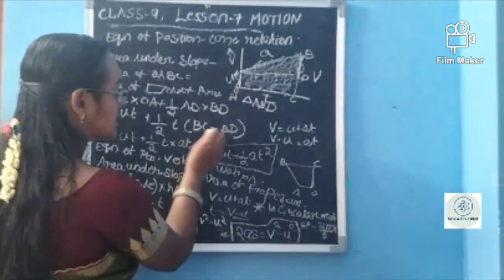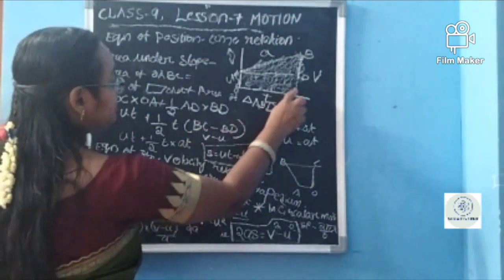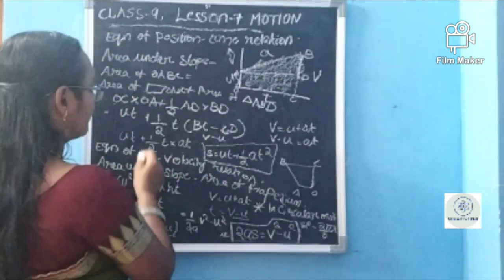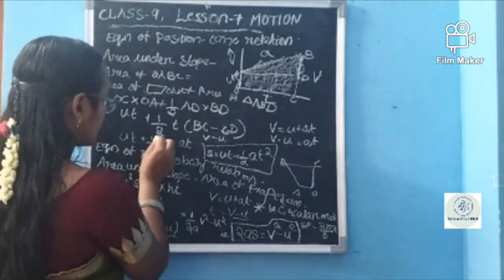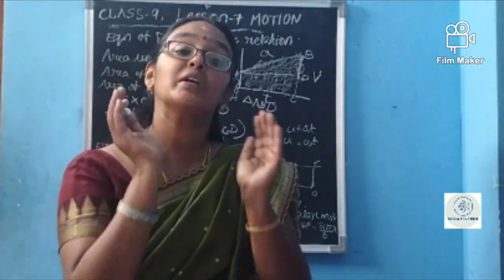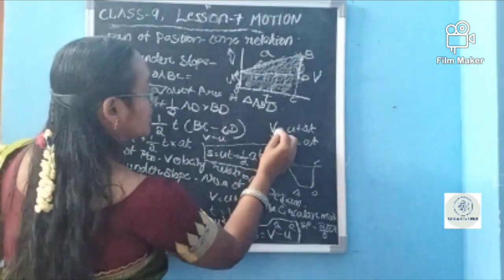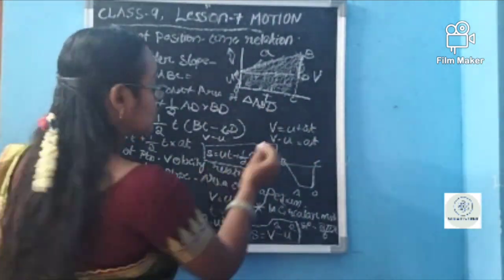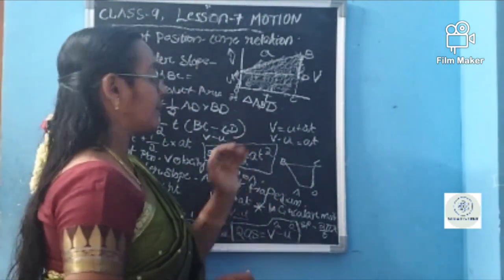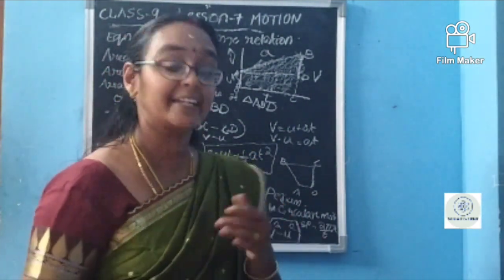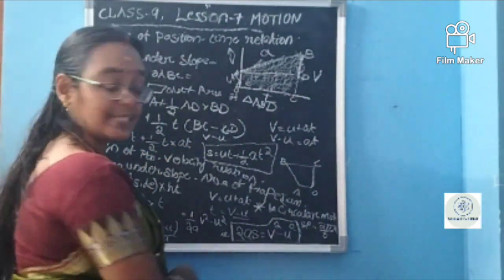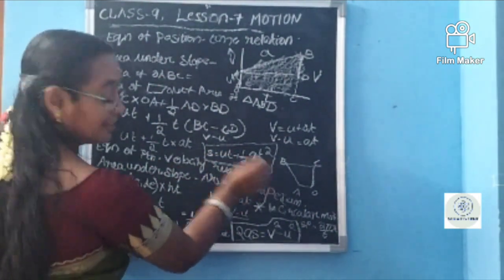BD is equal to BC minus CD, that's equal to V minus U. When we are applying, UT plus half T into V minus U we will be getting. But what is V minus U? In the equation we have seen V is equal to U plus AT. So V minus U is equal to AT. We are substituting AT instead of V minus U. So what will that be? UT plus half T into AT. That is S is equal to UT plus half AT square.